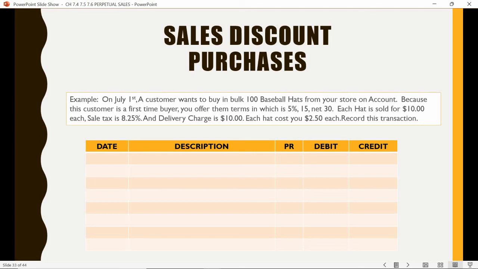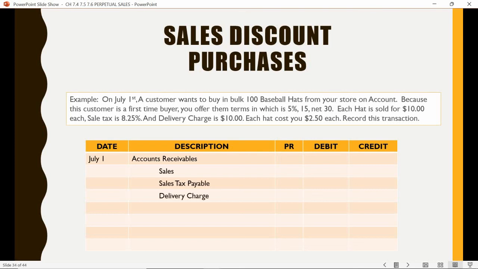Because they wanted to buy in bulk, you kindly said, I can deliver it to your house for a $10 charge for delivery. And each hat costs you $2.50 each. So let's record this transaction.